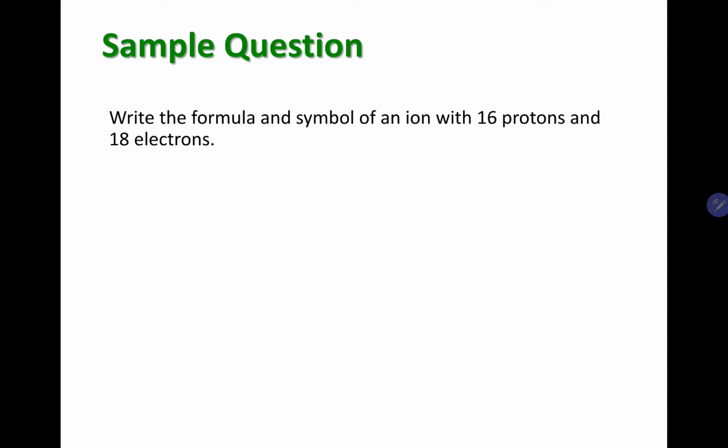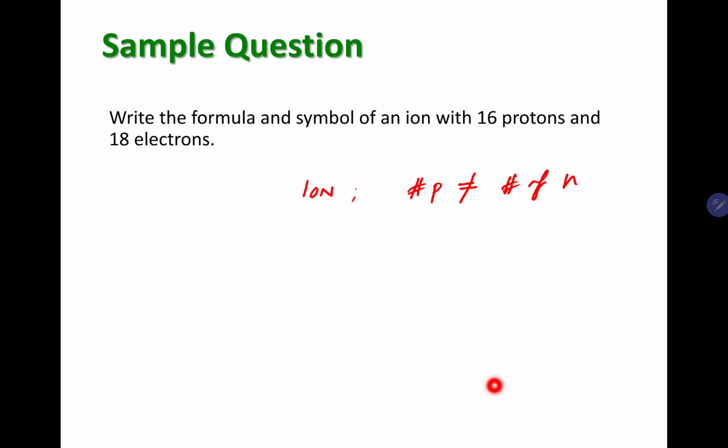So this is definitely an ion, okay? How do you know that? Because your number of protons is not equal to the number of electrons, right? So your number of protons is not equal to the number of electrons, so this is definitely not an atom. All right, so this is an ion, we know that.